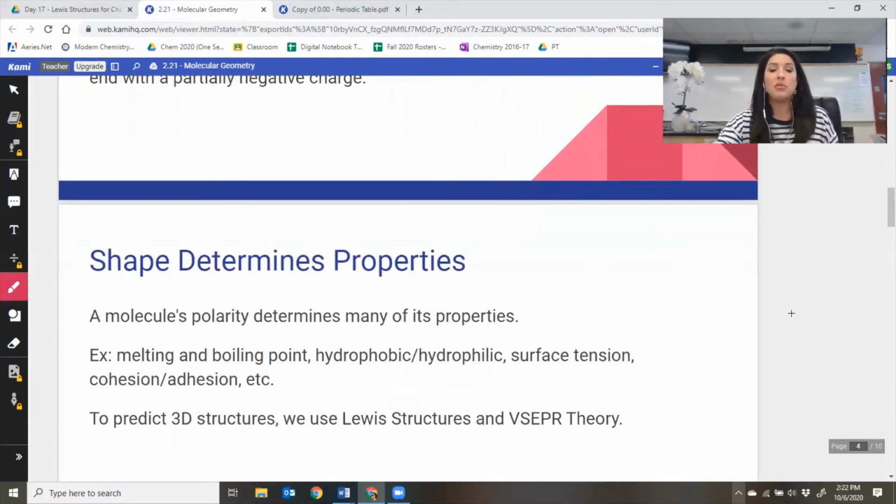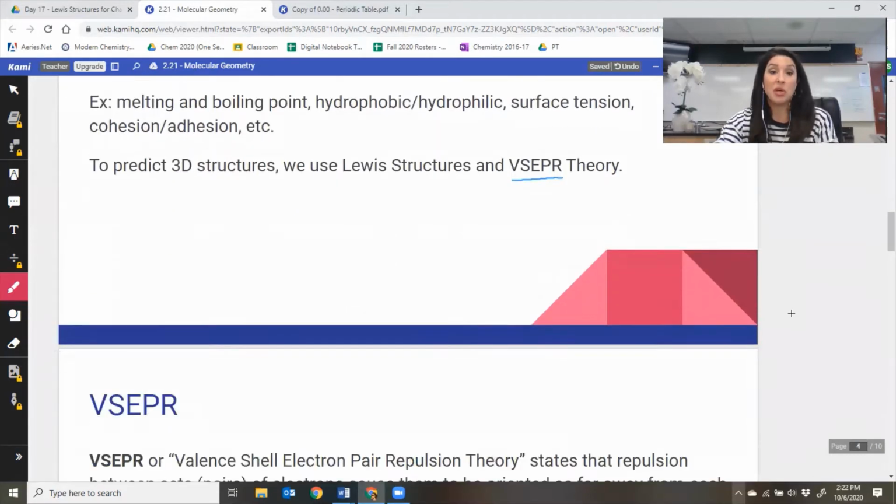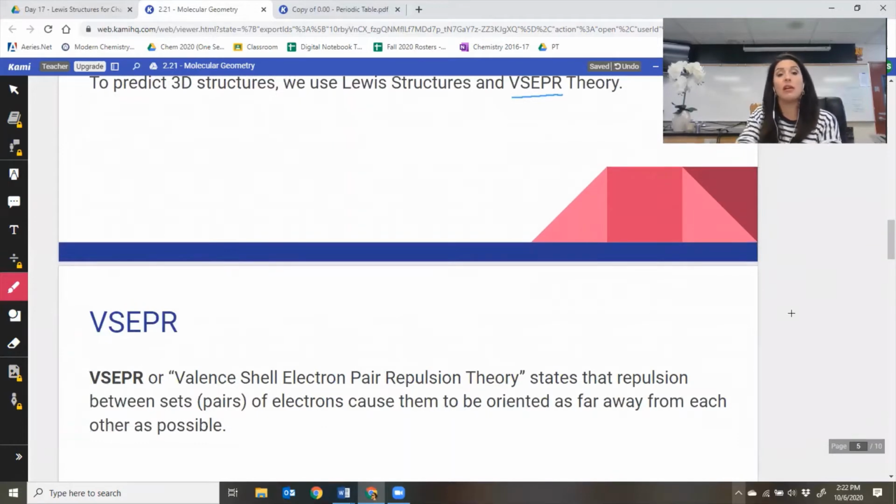So when we move from Lewis structures into 3 dimensions, we use the Lewis structure and combine it with something called the VSEPR theory. So I know that this is really pronounced VSEPR, but as chemists, we tend to just call it VSEPR theory. And this is an acronym for a theory. VSEPR stands for valence shell electron pair repulsion theory. And it basically says that when you have electrons that are negatively charged, they will repel away from other pairs of electrons that are also negatively charged.